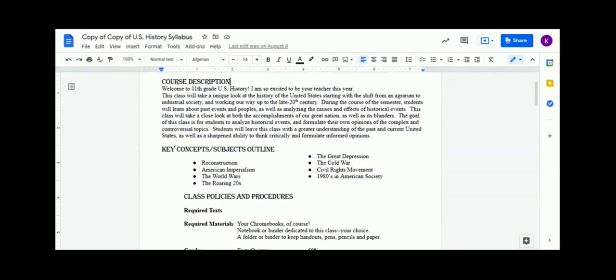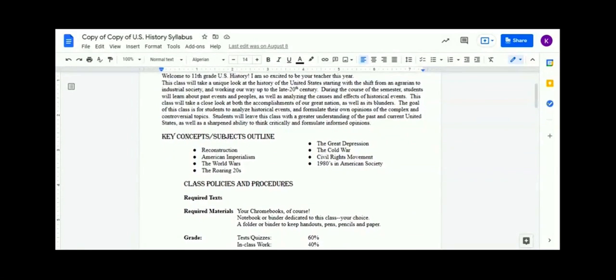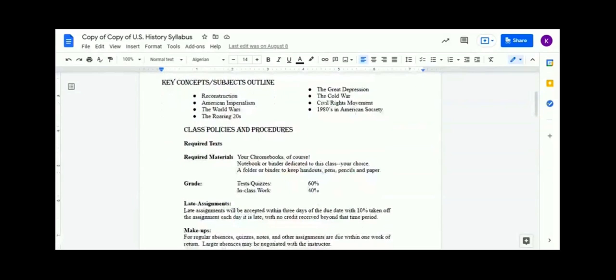And we do just that in this classroom. Like I said, we have the best of the best here at Minor, and I have already, in this short time that we have spent together, seen these students light up with their analysis skills. Some of the key concepts and subjects that we talk about in this class are Reconstruction, imperialism, the World Wars, the Roaring Twenties, the Great Depression, the Cold War, the Civil Rights Movement, and the 1980s in American society. We also push forward into the year 2000 and beyond. That is just at the end of our course.